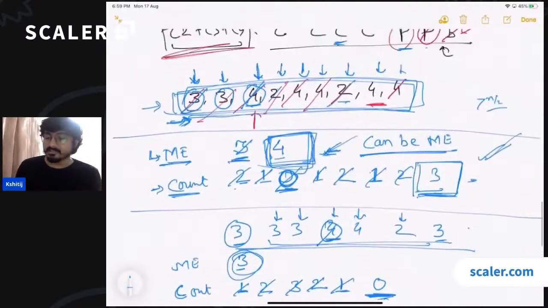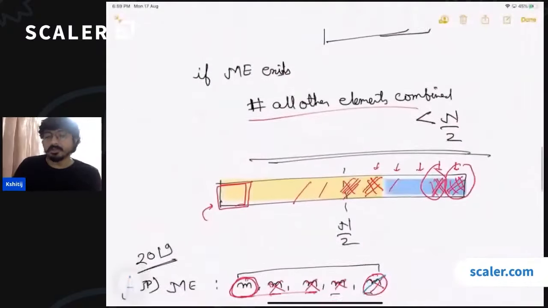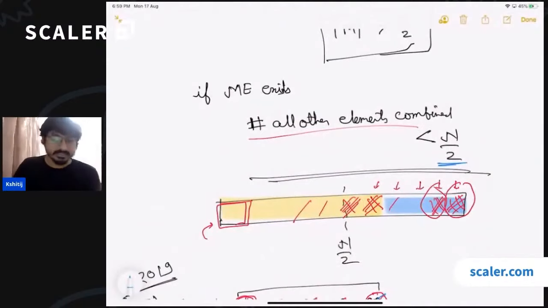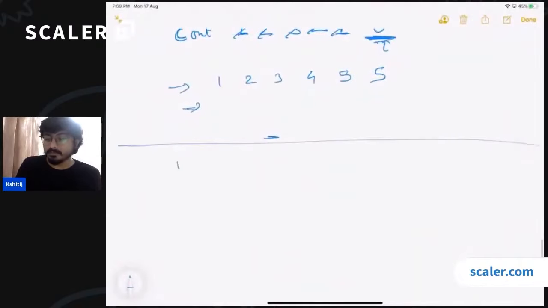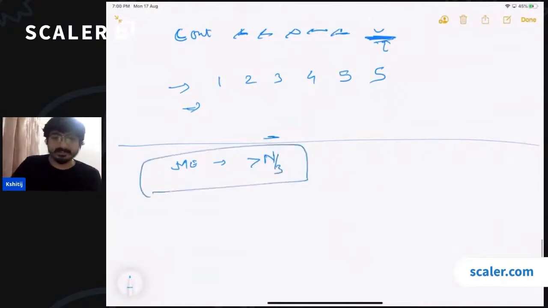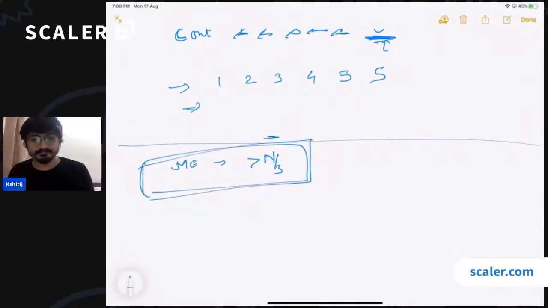So in this case, the question was that the majority element should occur more than n by 2 times. Now there is a variation of the same question which was asked in Google, where the majority element is an element that occurs more than n by 3 times. Using the same concept, you have to solve this problem. Yes, Ayush, this will work.